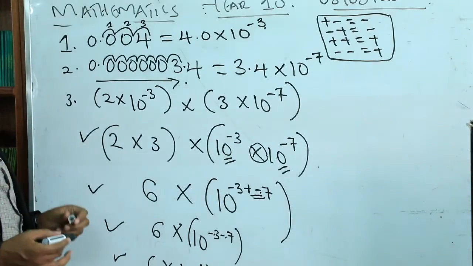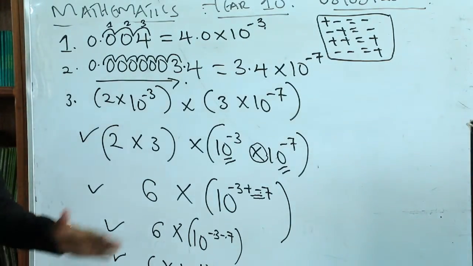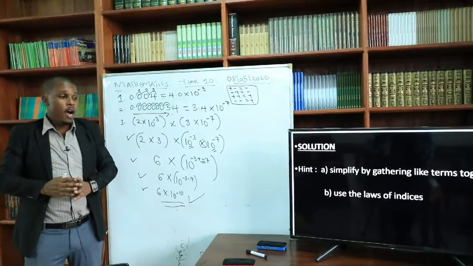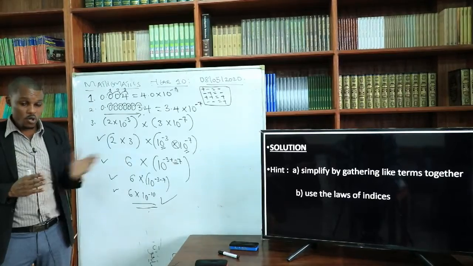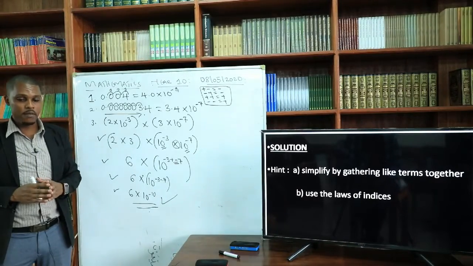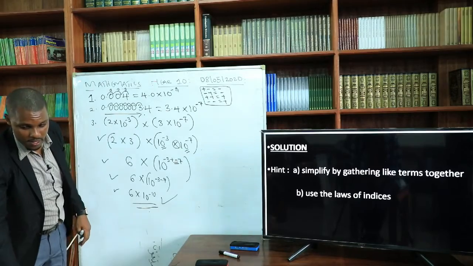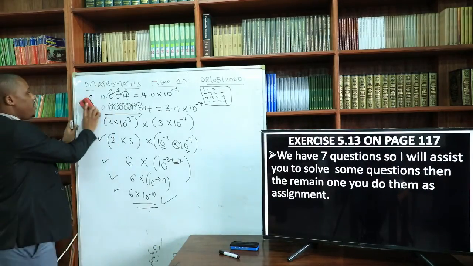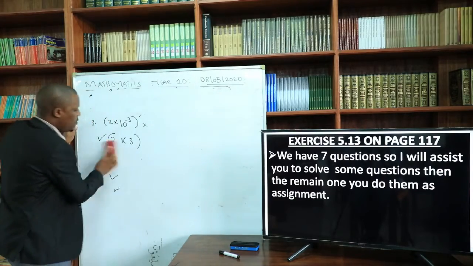So that concept is one that can be applied during the exam, so you need to understand it very well. Now, for your assignment, I'm going to give you questions from your course book, on page 117, exercise 5.3. We have 7 questions. For the time being, I'm going to solve one of them, and the others will be the assignment. So just open your course book.